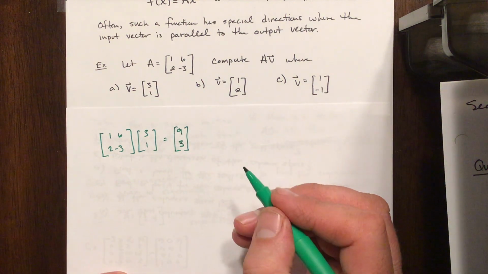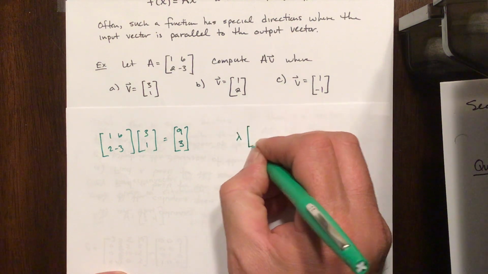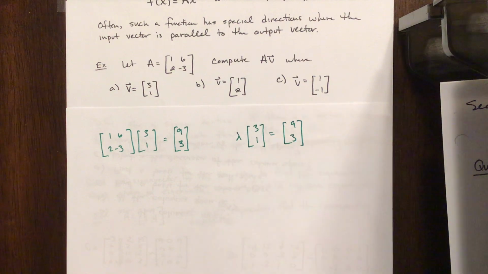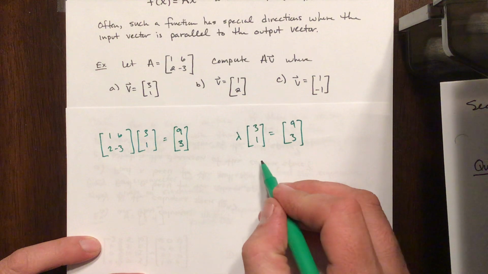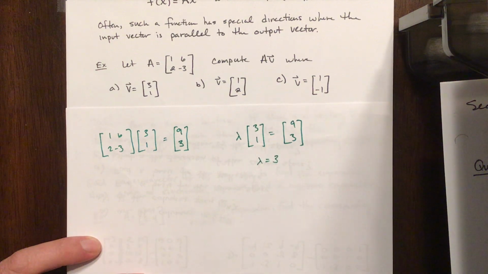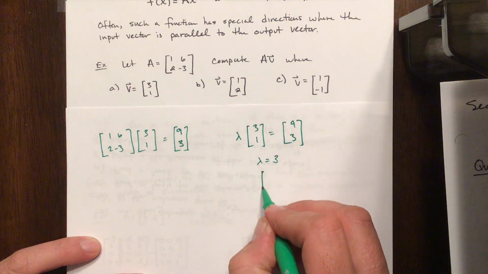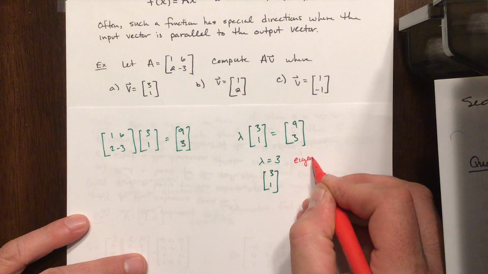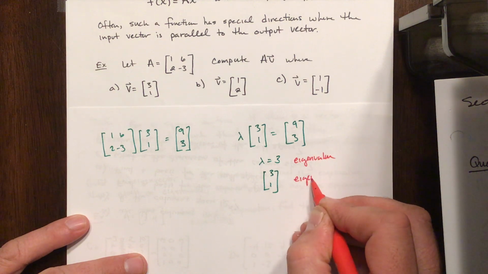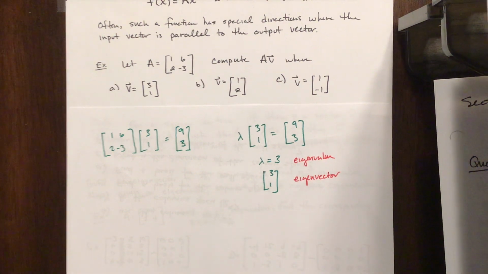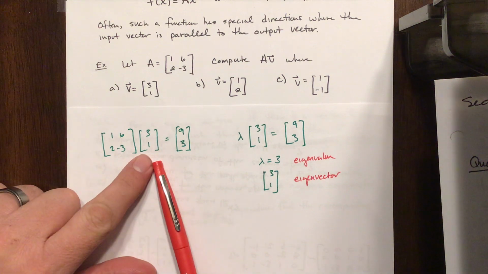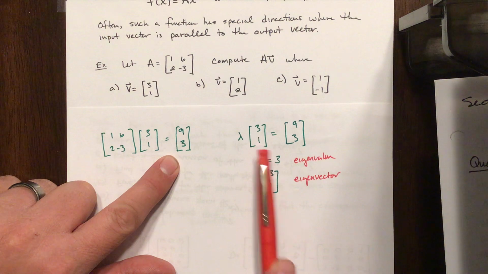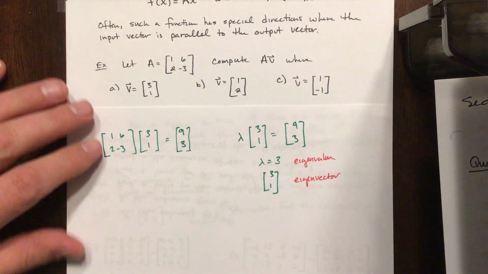So the question that we are answering right now is, is there anything that I can multiply (3, 1) by and get (9, 3)? If so, what is that value? Obviously, it's clear the answer here is 3. So lambda equals 3 and the vector (3, 1) are an eigenvalue and an eigenvector, because the input vector (3, 1) is parallel to the output vector. In other words, there's a scalar that I can multiply the input vector by and get the output vector. That's really the process that we're looking at right now.